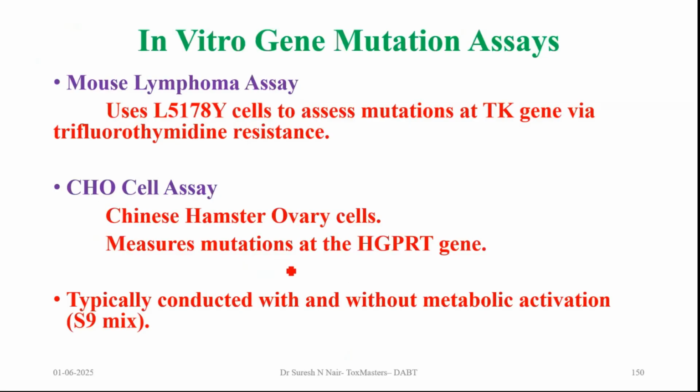And the next one is in vitro gene mutation assay. Generally, we use the mouse lymphoma and the CHO cell assay. So these are the classical tests that are done. So what we do is we typically conduct it without metabolic activation. Usually the S9 inactive, that means non-activated S9 fraction will be collected. The chemical will be mixed with that one, and we will do the assay with the mouse lymphoma cells or the CHO cell.